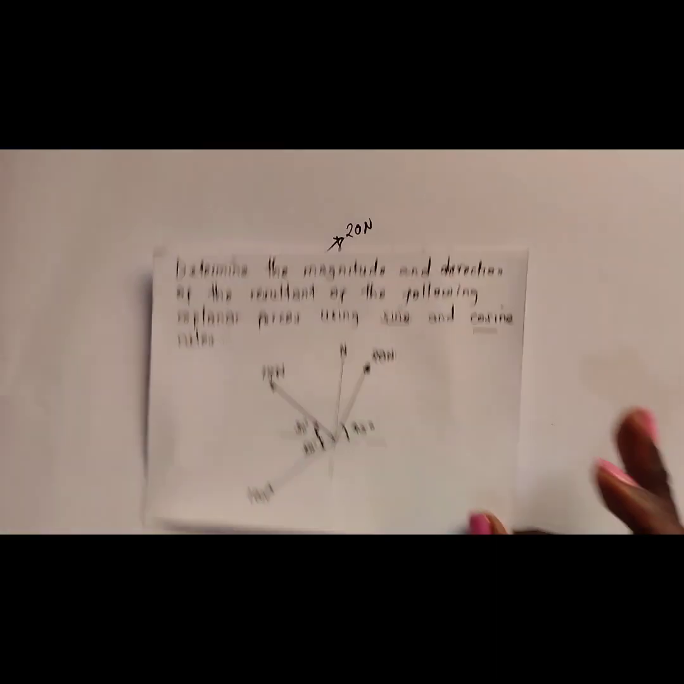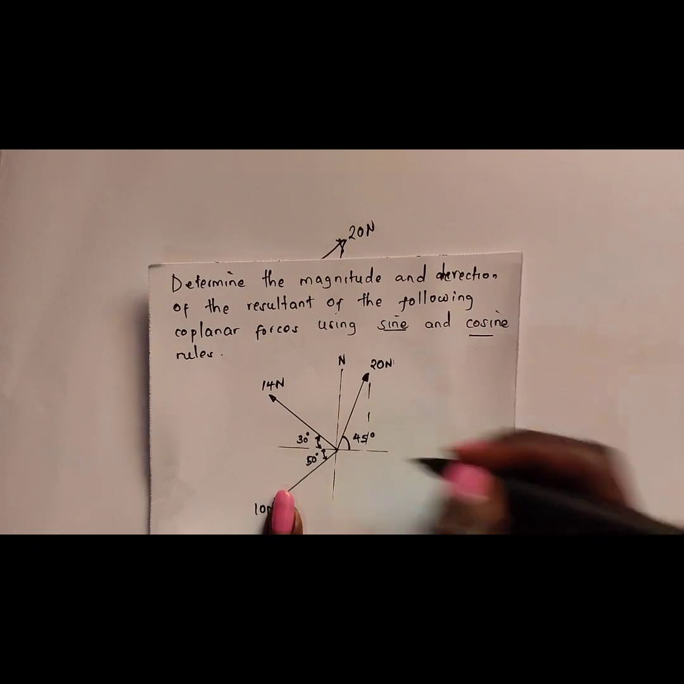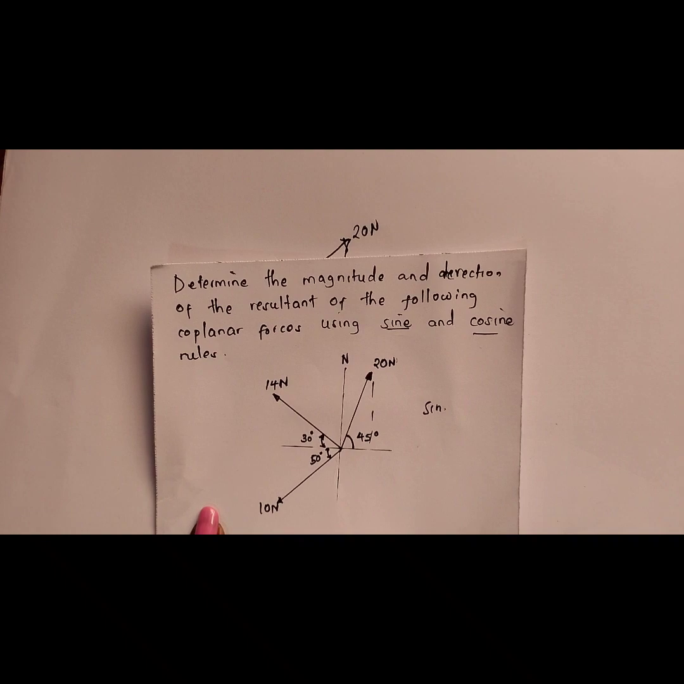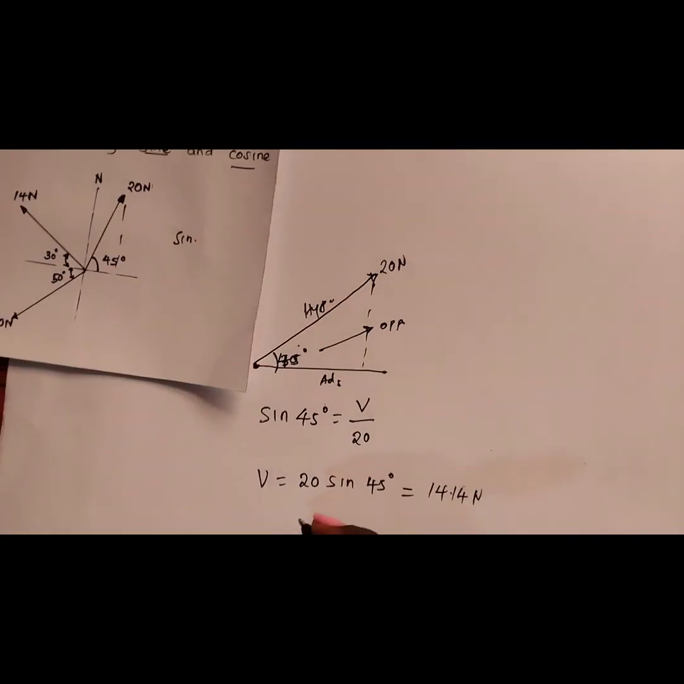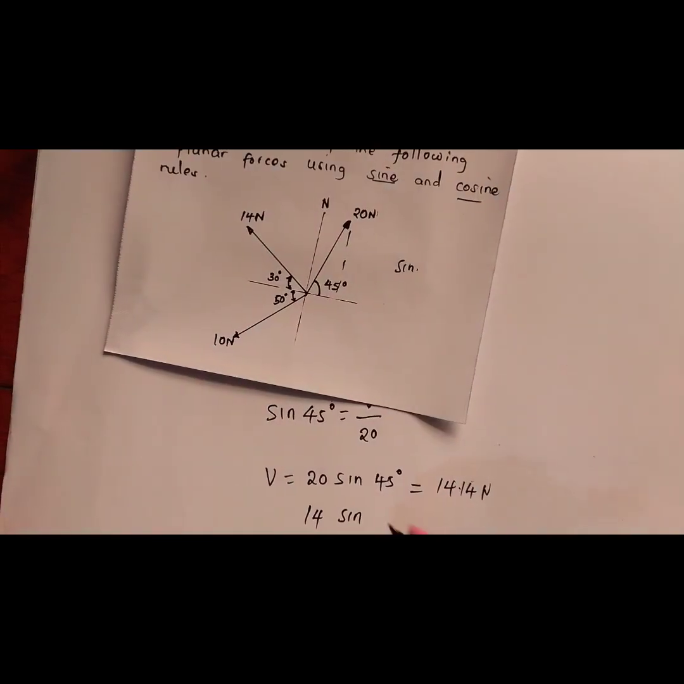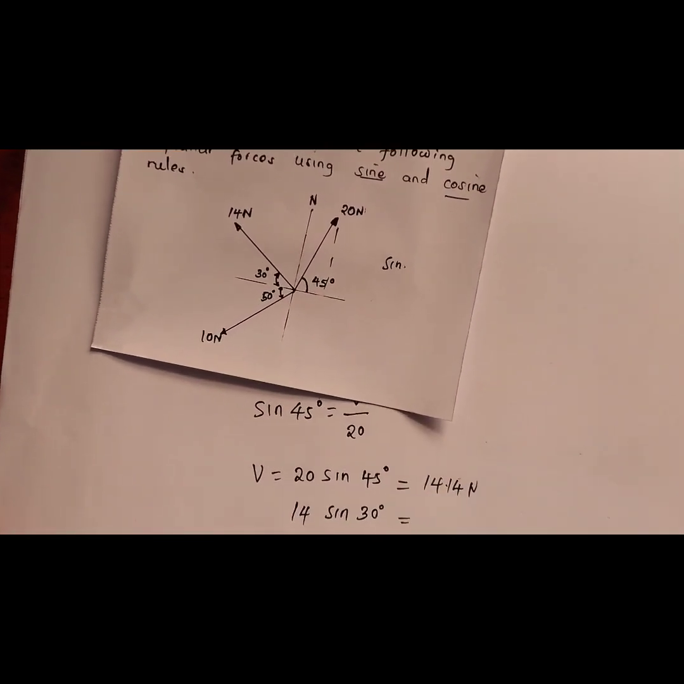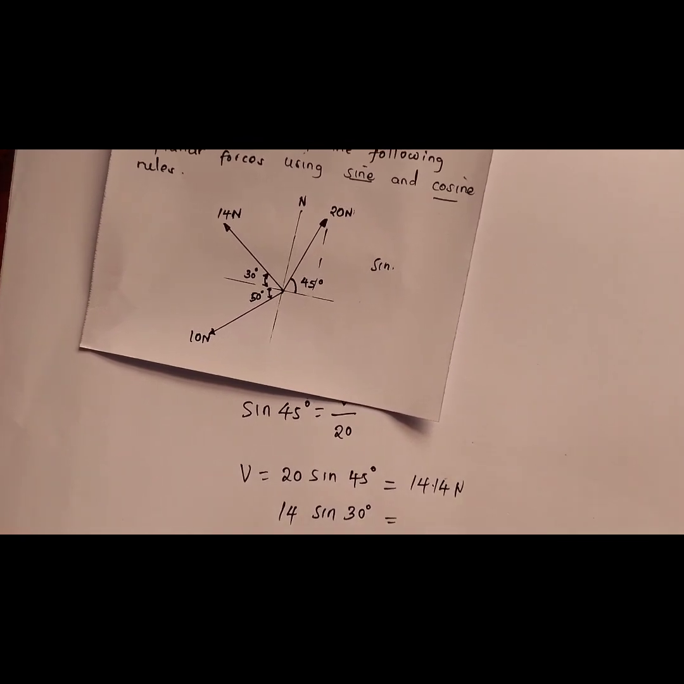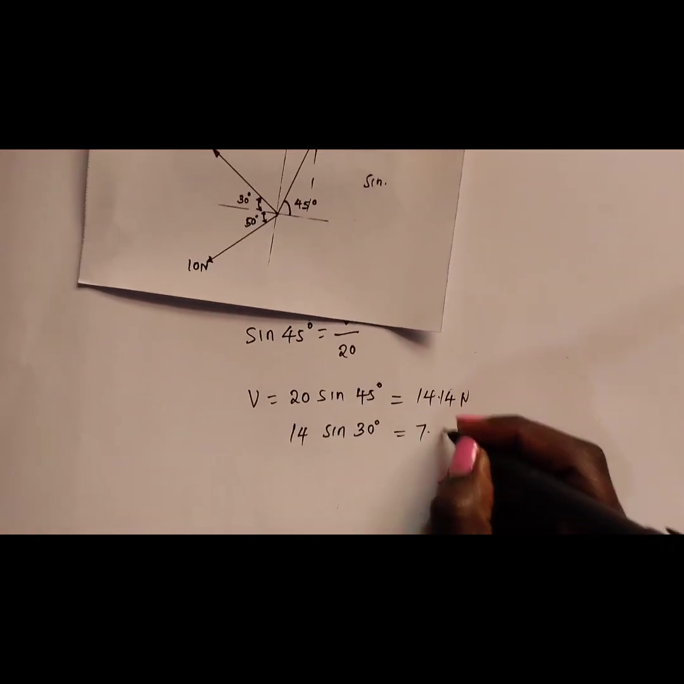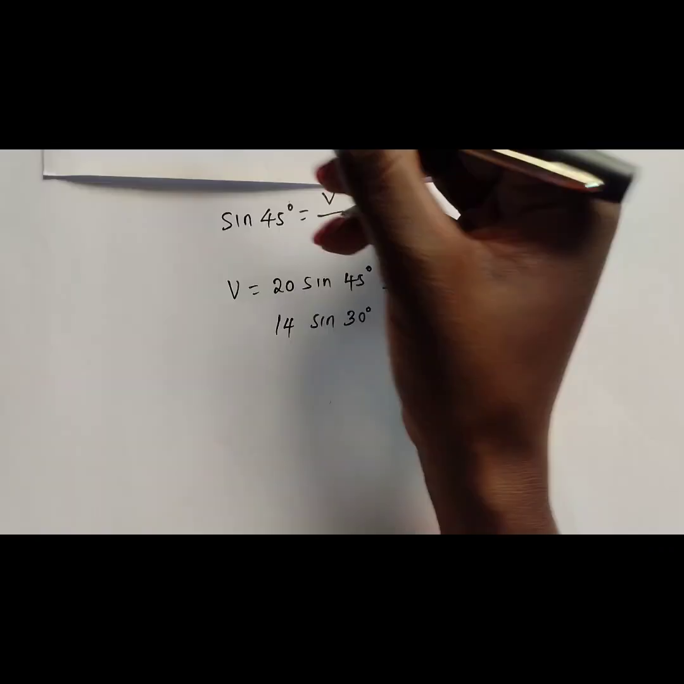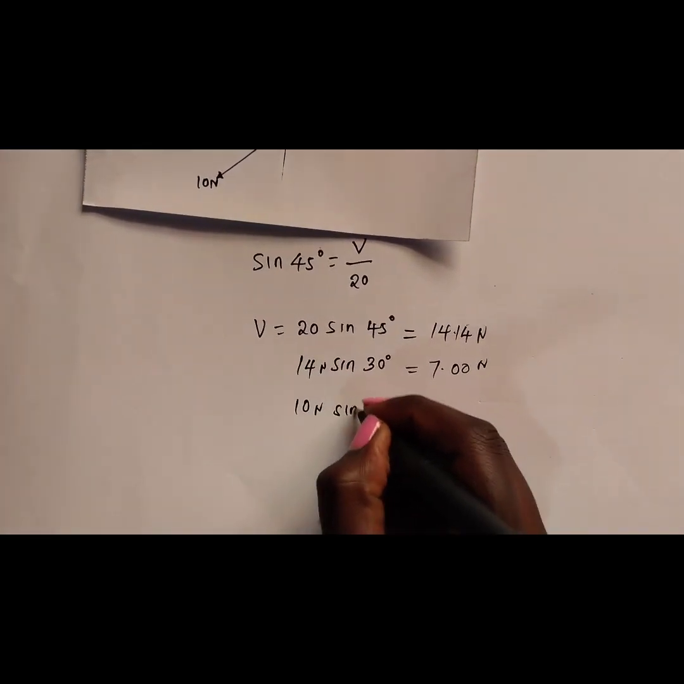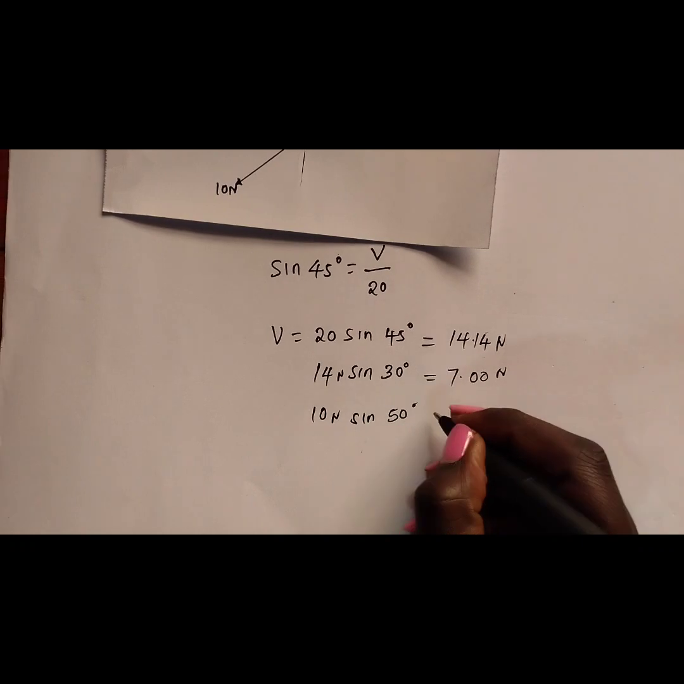Now we're going to do the same for all other forces. For all other forces, remember we're using the sine. Now do the same on 14 and 10 newtons. The rule is the same. So for 14, we'll simply have 14 sine, the angle is 30 degrees. So 14 sine 30 gives us 7.00 newtons. It's positive. Then 10 newtons sine 50 degrees.